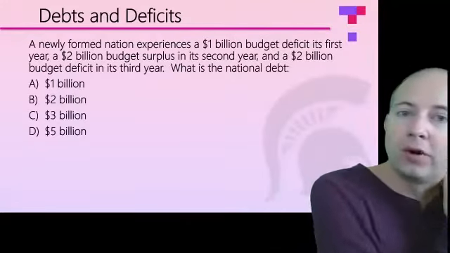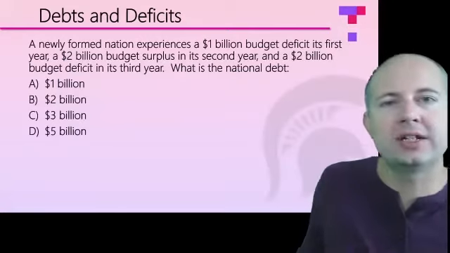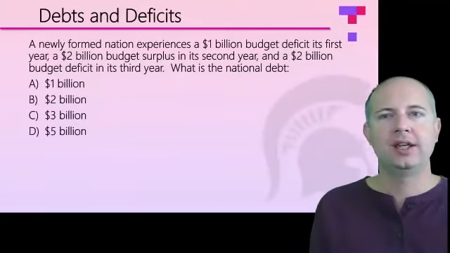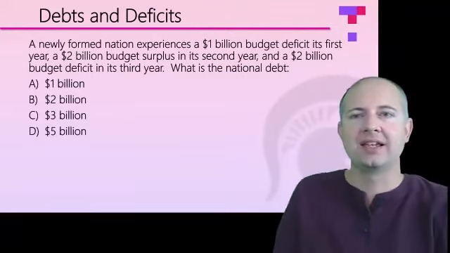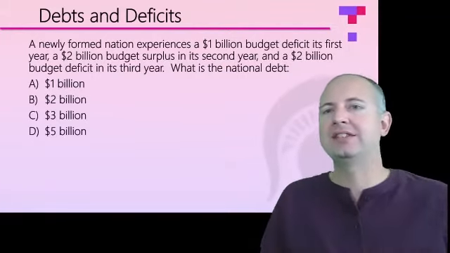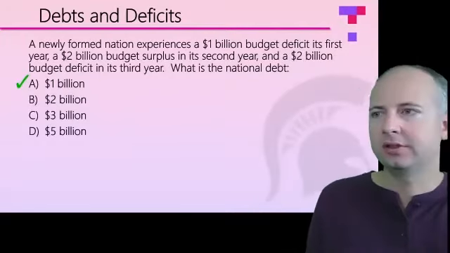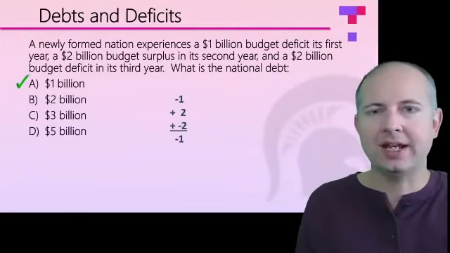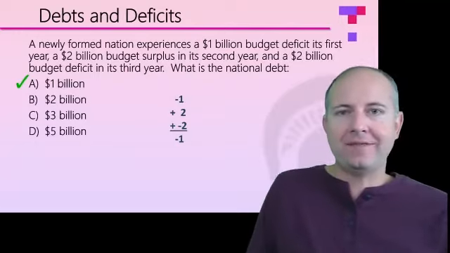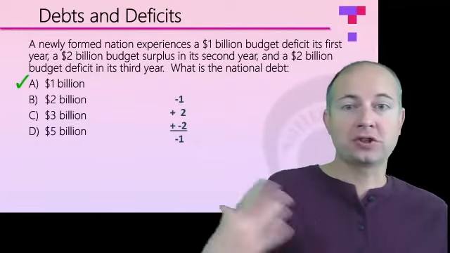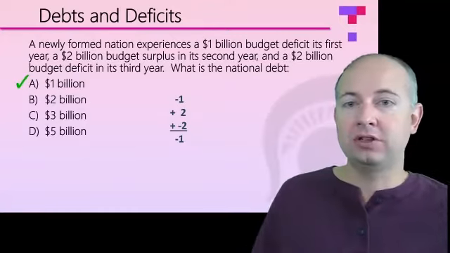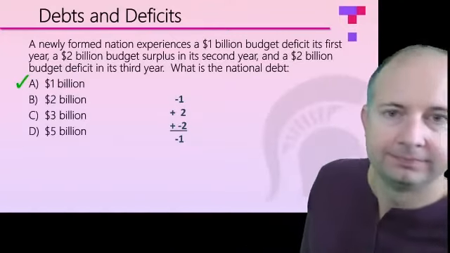A newly formed nation experiences a $1 billion deficit its first year, a $2 billion surplus its second year, and a $2 billion deficit in its third year. What is the national debt? The answer is 1 billion. How do we get there? We just added up -1 for our deficit, +2 for the surplus the next year, -2 for our deficit the third year.